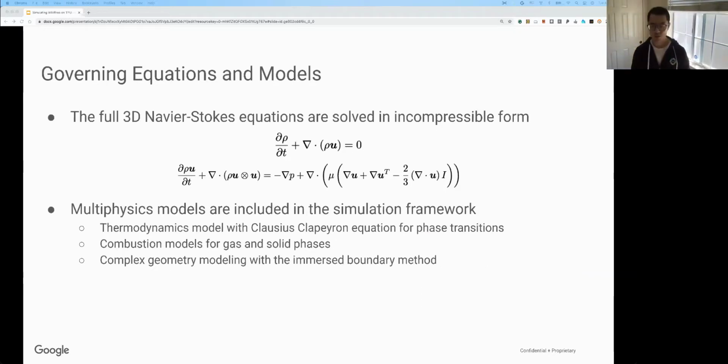So to simulate the wildfires, we implemented the full 3D Navier-Stokes equation in incompressible form, which is shown by the 2 equations here. In addition, we implemented additional multi-physics models, such as the thermodynamics models with the Clausius-Clapeyron equation to account for the phase transitions. We implemented the combustion models for both gas phase and solid phase reactions. And we also included the capability for modeling complex geometry with the immersed boundary method.